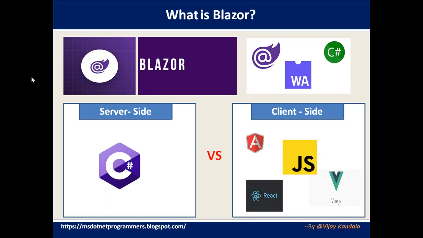Nowadays, in server-side programming, we have C#, VB.NET, Java, and PHP. In client-side, we have Angular, React.js, Vue.js, and JavaScript. Now, Blazor brings C# to the client.